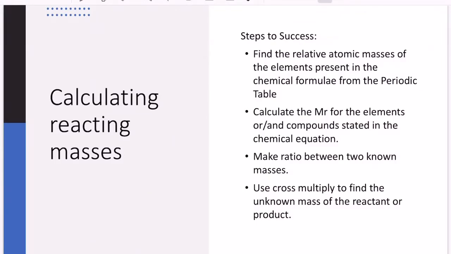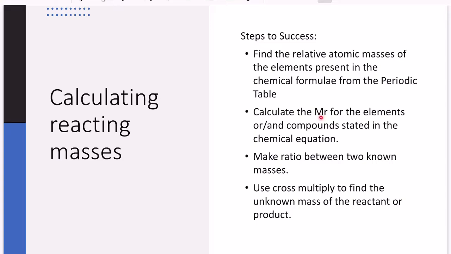Hello everyone. So for today we are learning about calculating reacting masses. Okay, so, steps to success. Firstly, you need to know how to find the relative atomic mass of the element present in the chemical formula from the periodic table. This one we have done in previous weeks, right? Then next we need to know how to calculate the Mr.